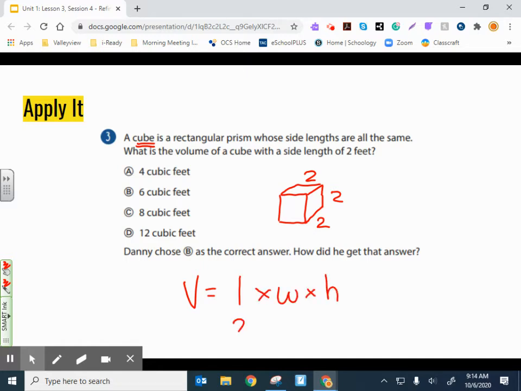It's going to be 2 times 2 times 2. 2 times 2 is 4. 4 times 2 is 8. And look at that. Letter C is our answer. I like how this question does this part. So this kid chose B as the correct answer, and it asks, how did he get that answer? Well, if the answer he thought was 6, he obviously added up the 2 plus 2 plus 2. So that's why he got the wrong answer. Keep at it, Danny.